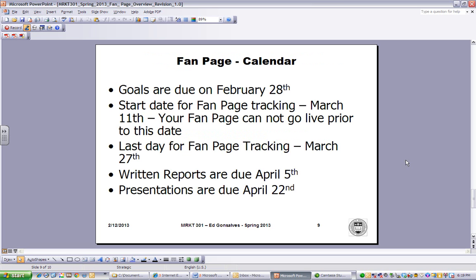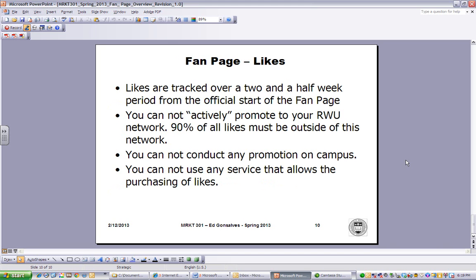The goals are due by February 28th, so it's only a couple weeks from now. The fan page starts tracking or goes live on the 11th of March. The last day for fan page tracking is March 27th. The written reports are due on April 5th, and the presentation/verbal reports are due on the 22nd.